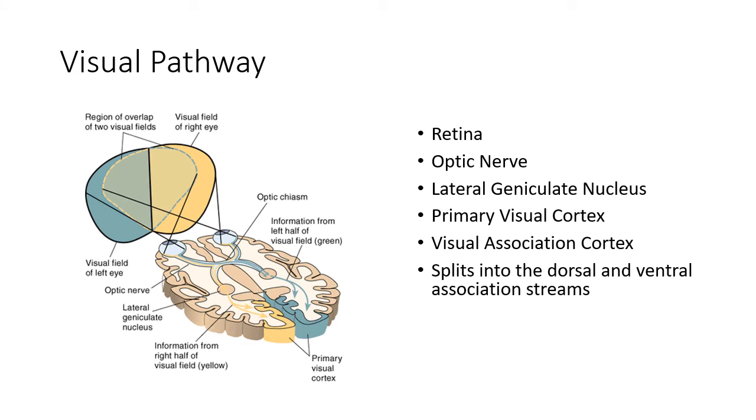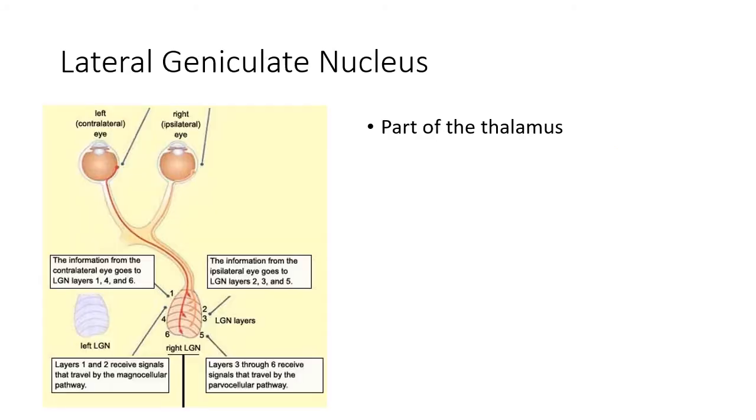Next, let's talk about the visual pathway. So we've talked about the eyeball, the retina, the cones and the rods, and what's going on there. Well, then information travels from there down the optic nerve to the LGN, the lateral geniculate nucleus, from there to the primary visual cortex, from there to the visual association cortex, and then it splits into the dorsal and ventral association streams. Let's now analyze each of those.